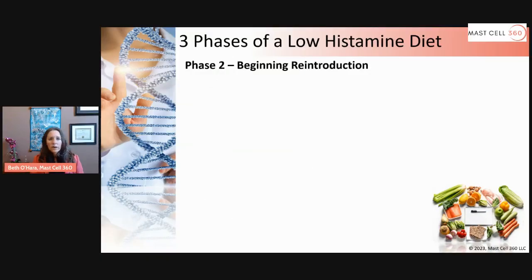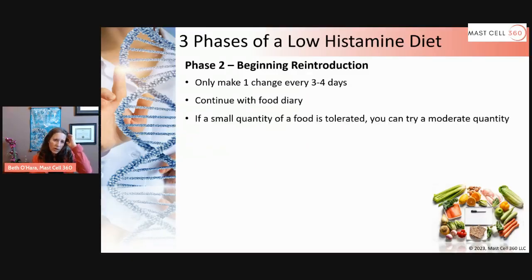So on the low histamine diet, if this is all we're worried about with reintroducing, you'd make a change every 3 to 4 days, adding a little bit of a new food or a couple extra bites of a new food. Continue with your food diary. I usually have people start with 1 bite and wait 3 or 4 days. If that was well tolerated, then you go to 2 or 3 bites, give that 3 or 4 days. Then you double it and go to about 4 to 6 bites, wait 3 or 4 days, then you do a full serving.